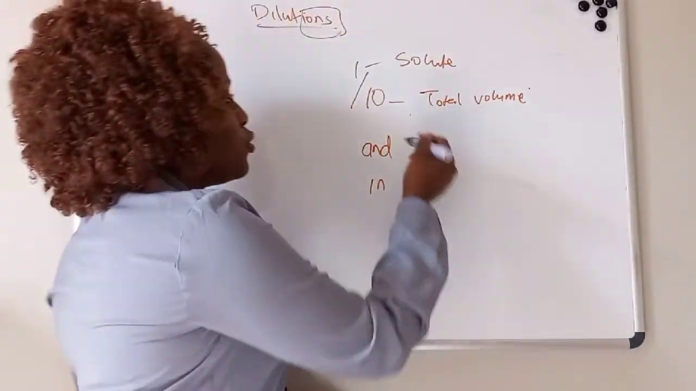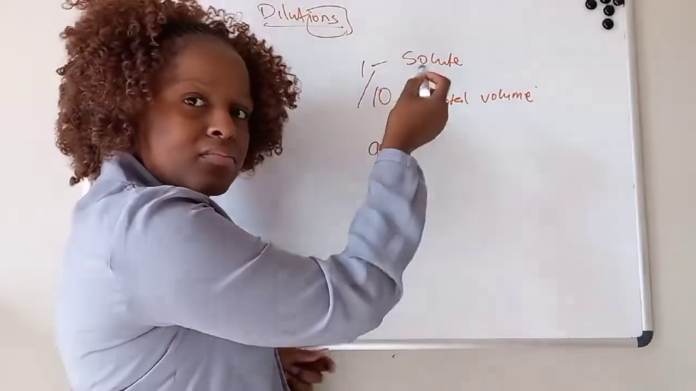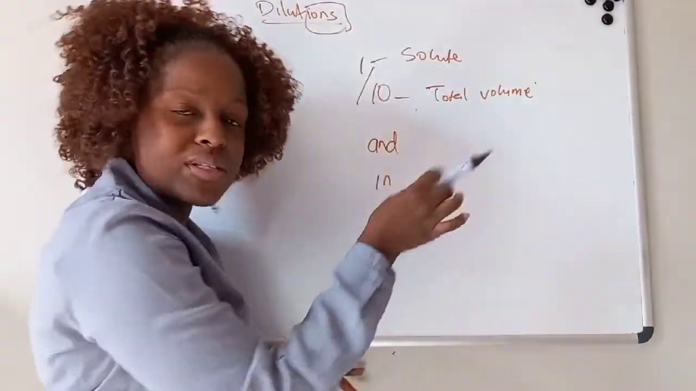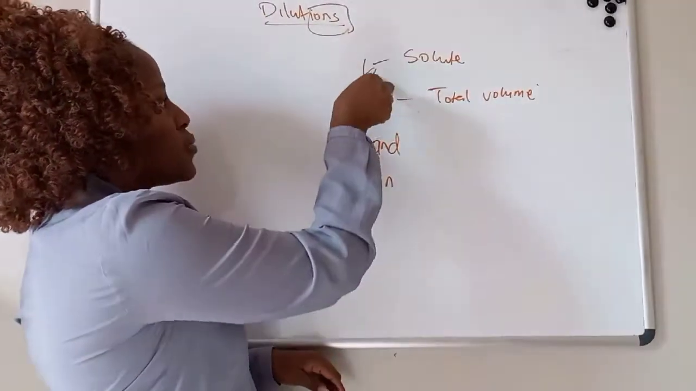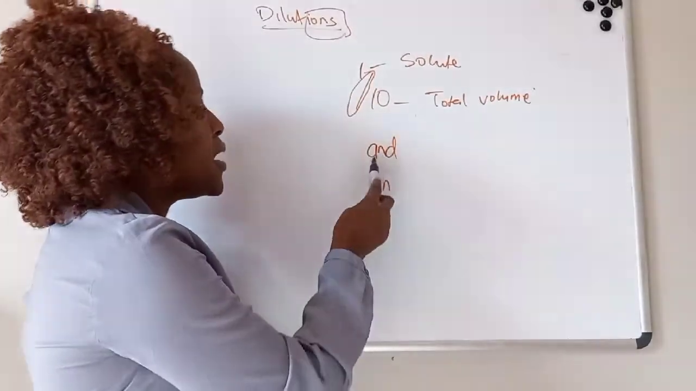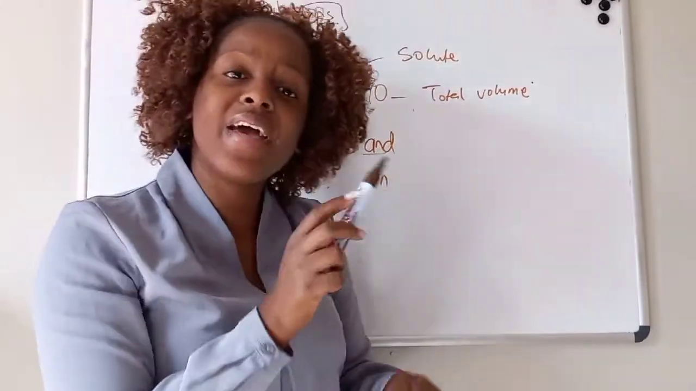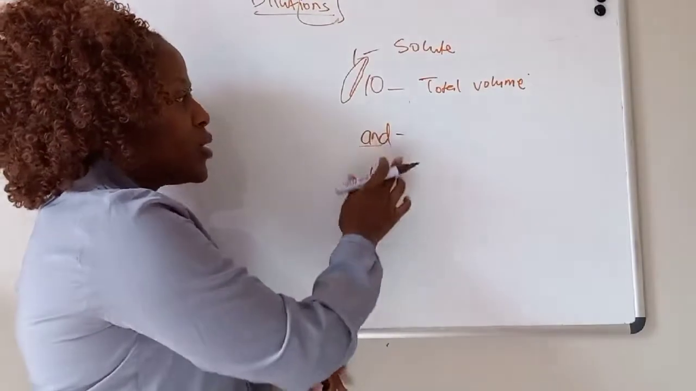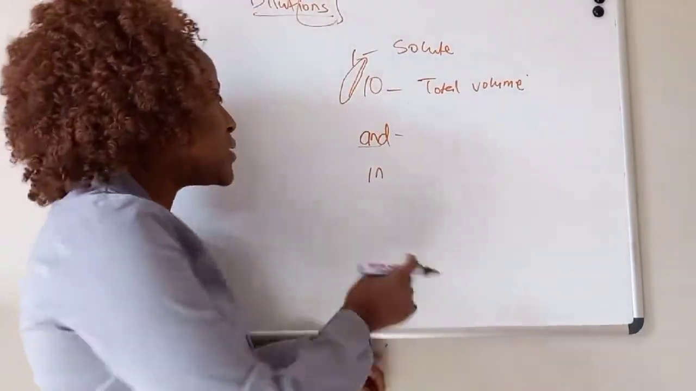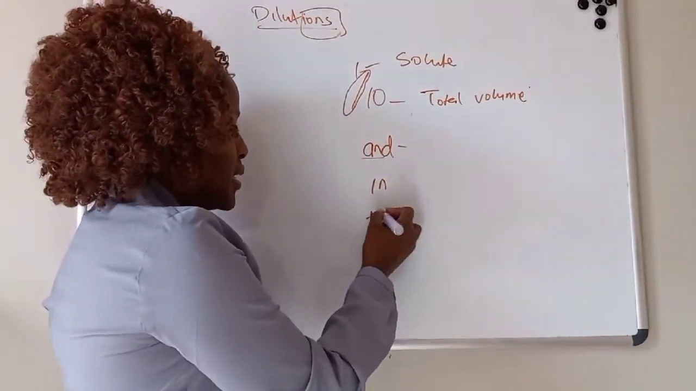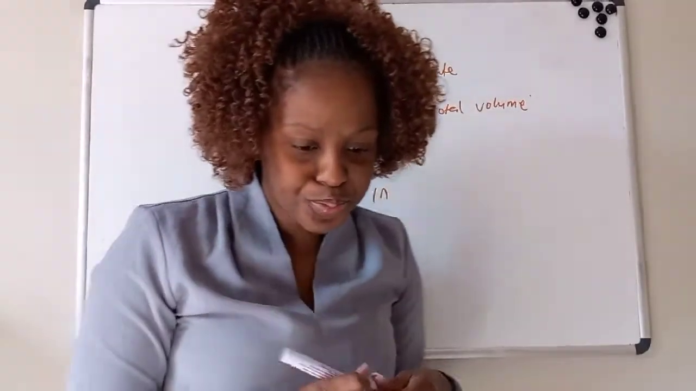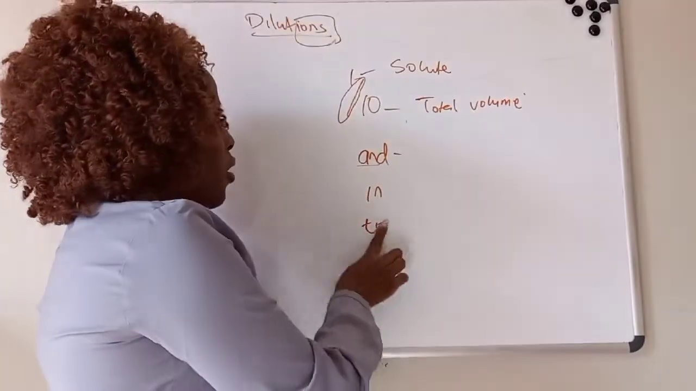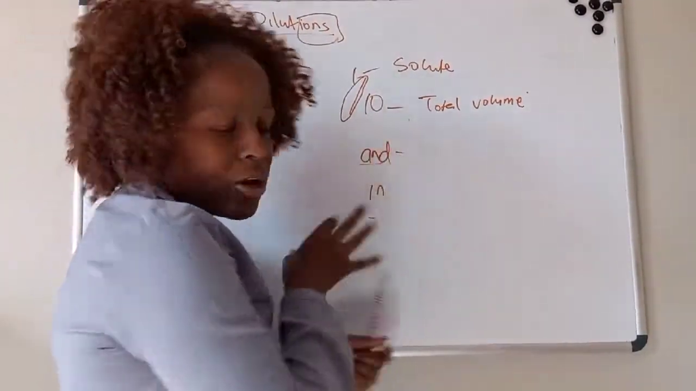So every time you see a stroke, 1 over a number or 2 over something, just know that this represents a dilution statement. And also when you see an "and" in a statement, just know as well that it represents a dilution statement, as well as "in" and "to". So all of these represent a dilution statement.